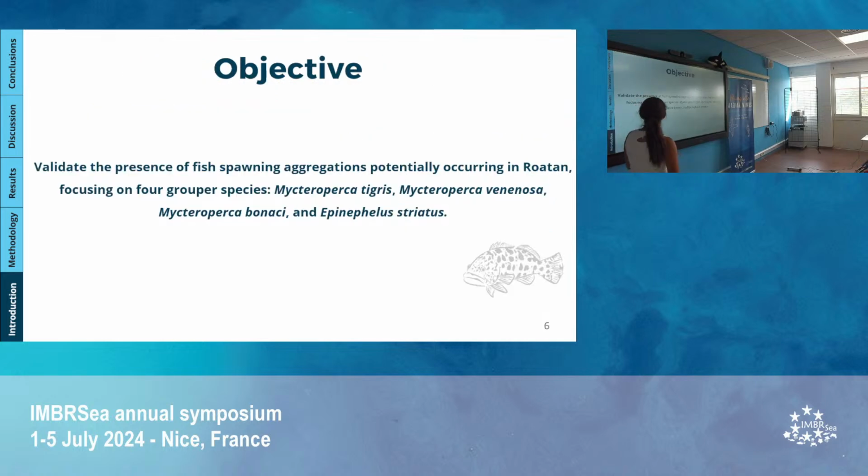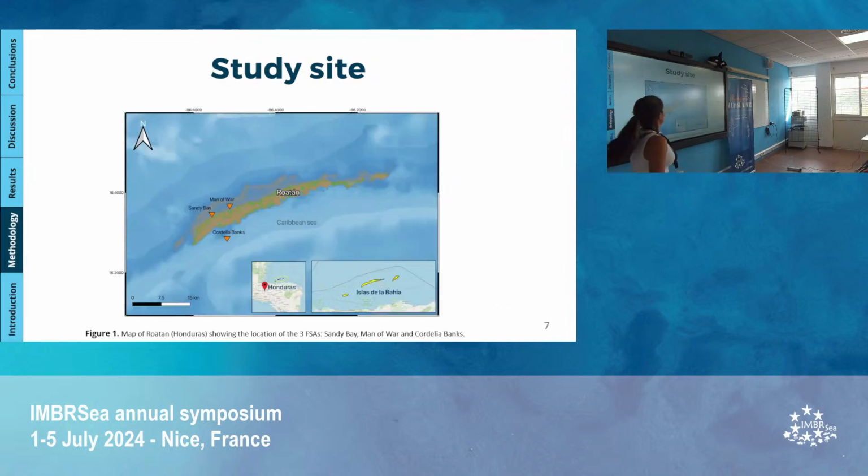For that reason, the aim of my study is to validate the presence of fish spawning aggregations potentially occurring in Roatan, focusing on 4 grouper species: Mycteroperca tigris, venenosa, bonaci, and Epinephelus striatus. So Honduras is located in Central America, in the Caribbean Sea. It has 3 marine protected areas, 3 protected islands, the largest of which here is Roatan.